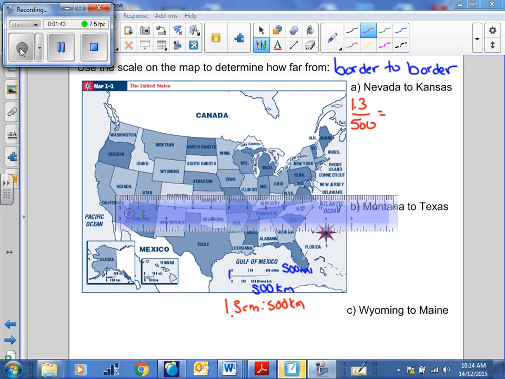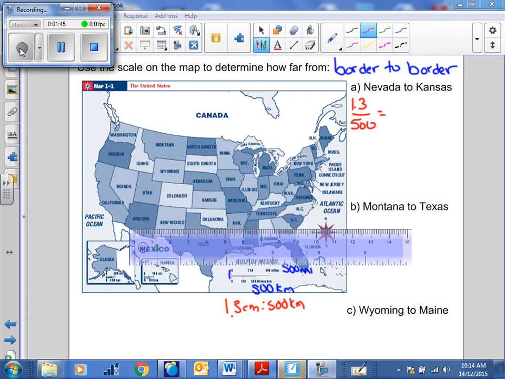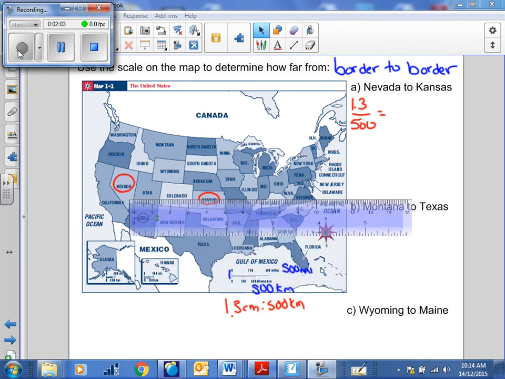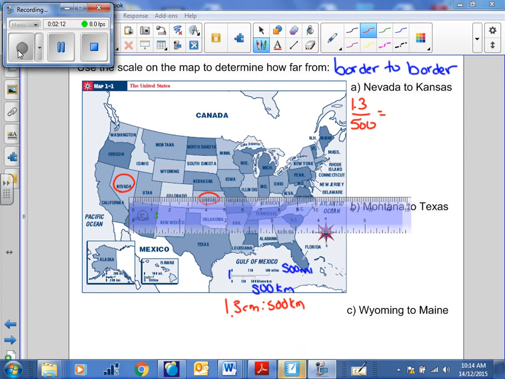So I have to find Nevada, and I have to find Kansas. So I found Nevada. Nevada is right there. Now I need to find Kansas. And Kansas is right there. So what I'm going to do is just measure the distance between those two from border to border. So I line my ruler up. So from border to border is roughly 3.2 centimeters. So since that's a centimeter, I put the 3.2 with the centimeter.